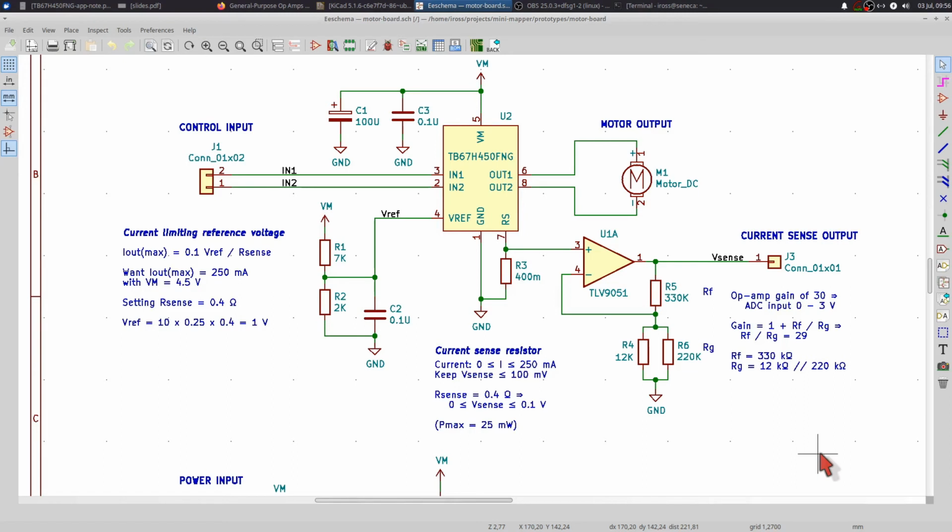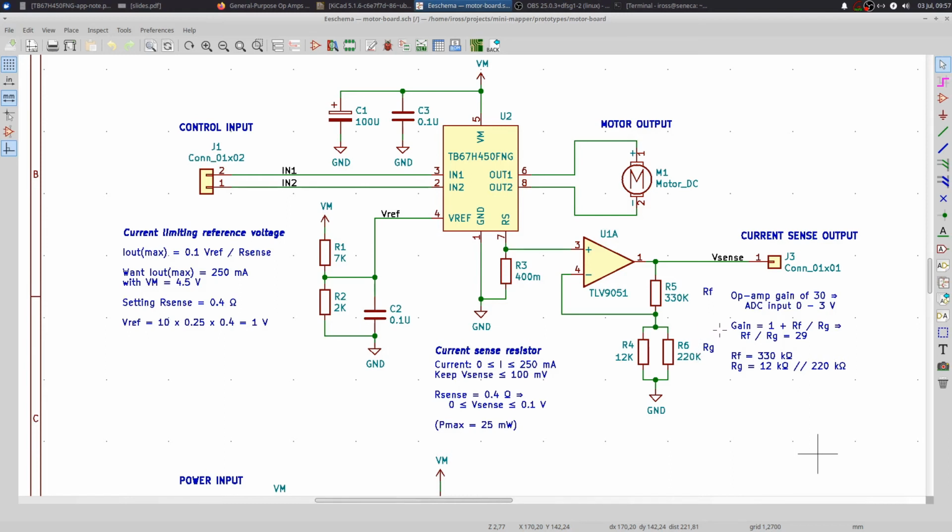Then we need to work out the resistor values for this feedback network for the gain. I said I wanted an op-amp gain of 30. That gives an input to the ADC on the microcontroller ranging from 0 to 3 volts. In this positive feedback setup, the gain is 1 plus RF over RG, and that means that RF over RG must be 29. So you need to make a voltage divider that has a ratio of 29.